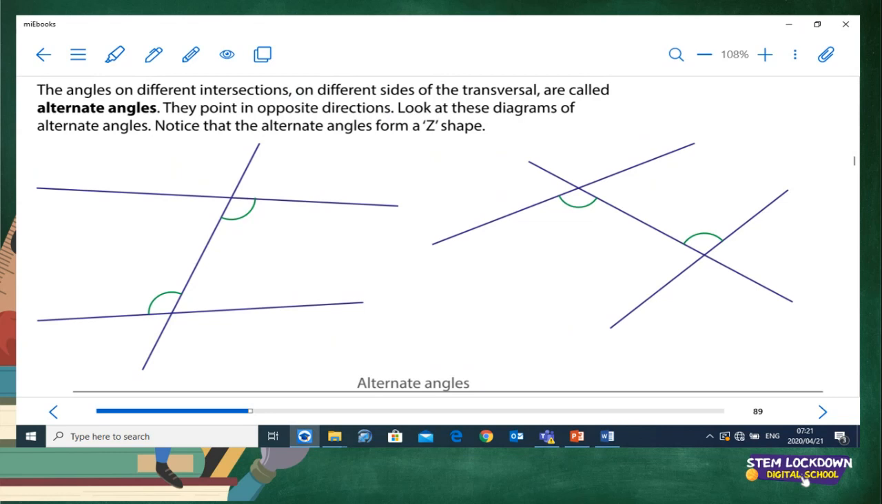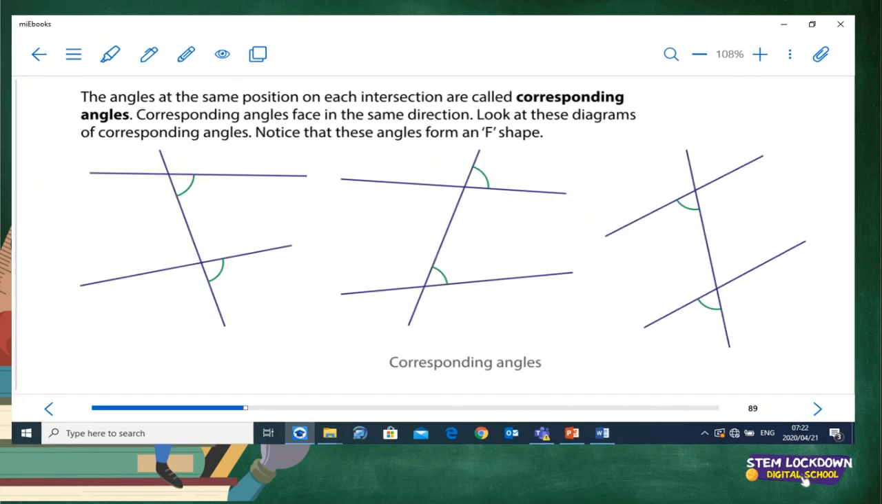And remember, alternate angles are not always equal unless the lines are parallel. The two lines that are cut by a transversal, if those two lines are parallel, then alternate angles will be equal. But if the lines are not parallel, then the alternate angles will not be equal.